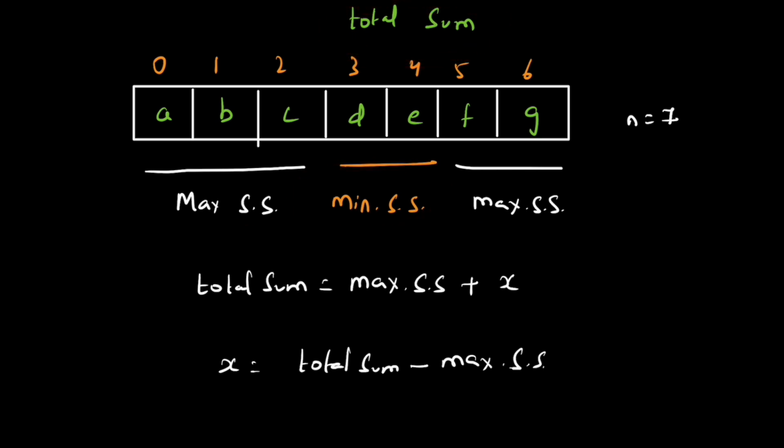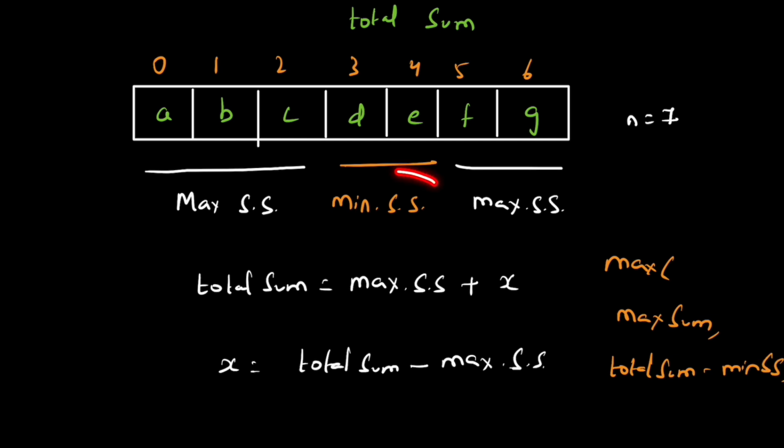Now one more observation is that if in the array every element is positive, then there will be no minimum subarray sum, right? So if there is no minimum subarray sum, the whole array will be considered as the maximum circular subarray sum, right? So we need to track the total sum, minimum subarray sum and the maximum subarray sum, right? And from these three parameters, we'll take the maximum of maximum sum or total sum minus minimum subarray sum, right?